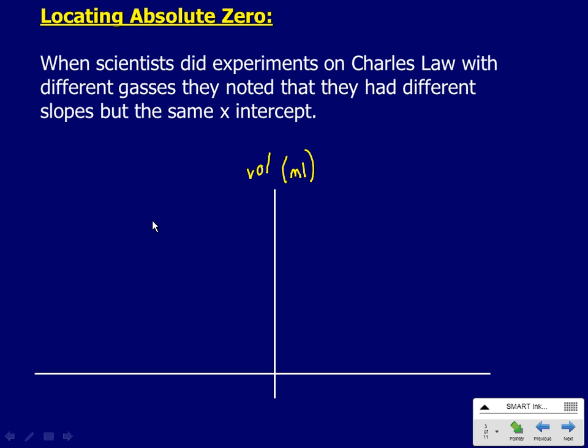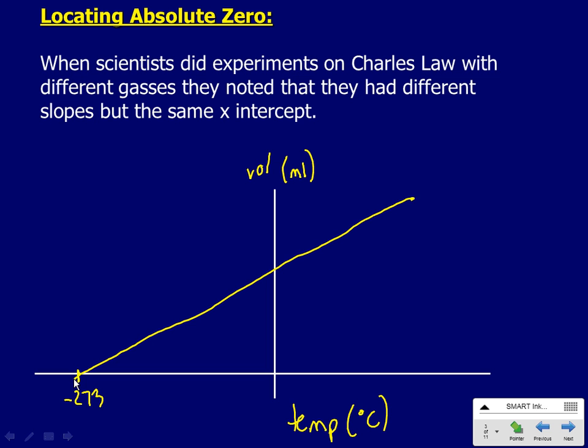So again, once you have that little statement written down, volume, and then the x-axis, temperature, and temperature in degrees Celsius. This is kind of a tricky thing for me to do, but you could probably do it. If I put down here that special temperature, negative 273, then what I would like to do is draw a line that cuts across like this. So I'm going to attempt to draw a line here. Hey, that's not bad. We'll take that line.